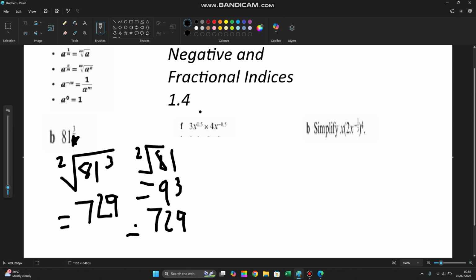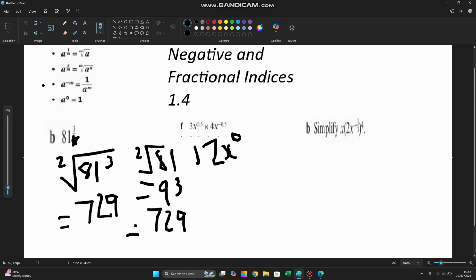The second question is 3x to the 0.5 times 4x to the minus 0.5. Now we've looked at this in 1.1. The way to solve these is you do the whole numbers first. You times these. So 3 times by 4 is 12. Now we look at the second part. X to the 0.5 times x to the minus 0.5. If we're multiplying two things and we have the same base, we have the same x here, when we multiply them, we add the powers. So what's 0.5 add minus 0.5? It is 0. So you get 12x to the 0.